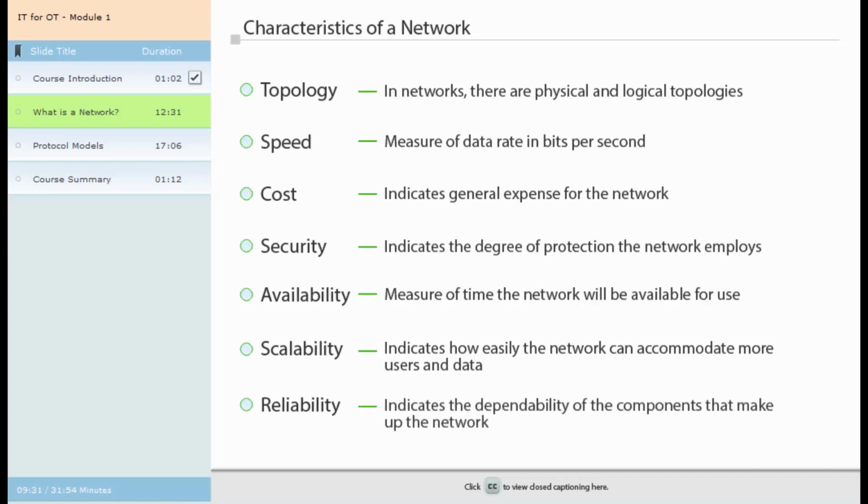Reliability indicates the dependability of the components that make up the network, such as the routers and switches, PCs, and servers. Reliability is often measured as a probability of failure or as a mean time between failures. These characteristics and attributes provide a means to compare various networking solutions.